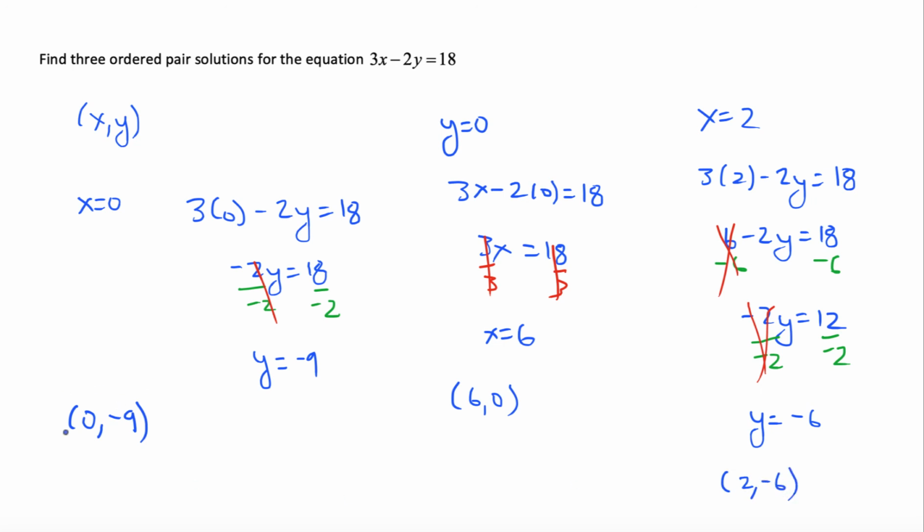Remember, these are just three ordered pairs that we found. There are infinitely many. You can pick a fraction, you can pick a negative number, you can pick a decimal. But like I said, there are two variables. As long as you plug in one of these values, you should be able to sort of work backwards and find the other value.